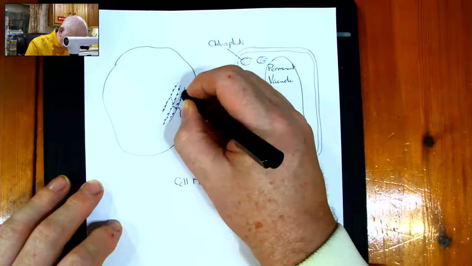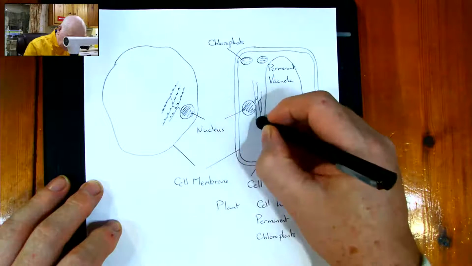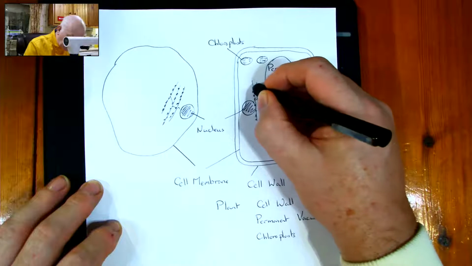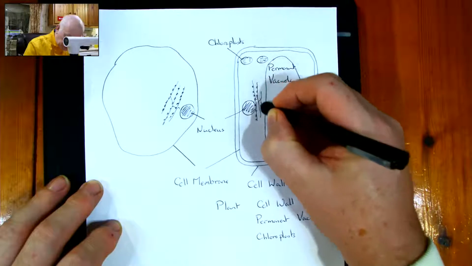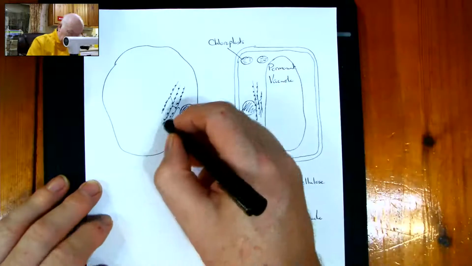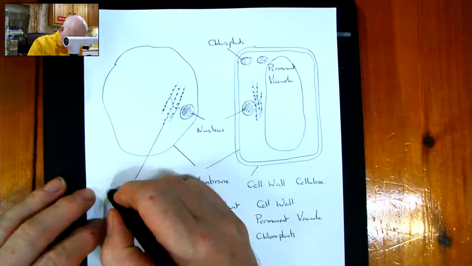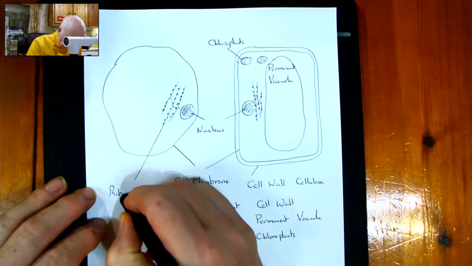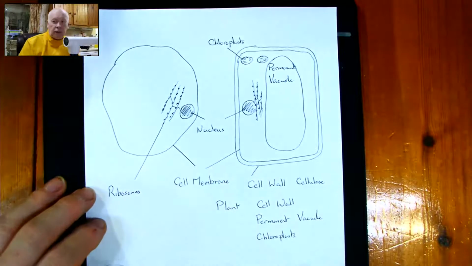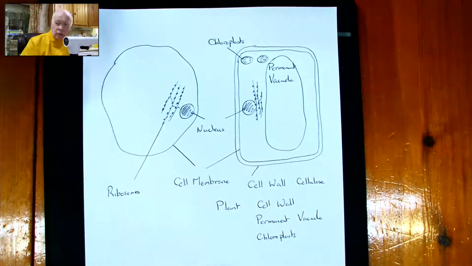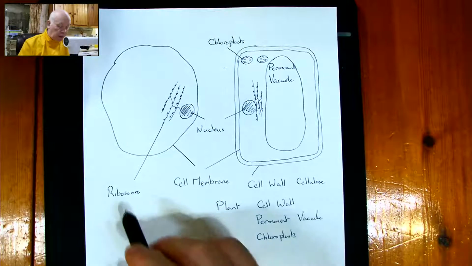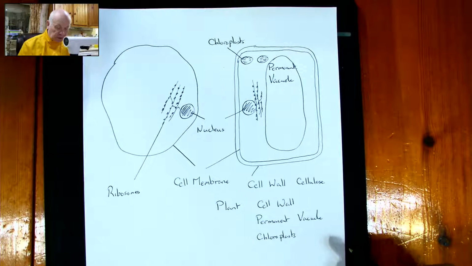Can't be seen under the light microscope, but we get these bits and pieces here, and they are important to us because these little dots, these are called the ribosomes. Too small to be seen under the light microscope, but these ribosomes are the place where protein synthesis takes place.